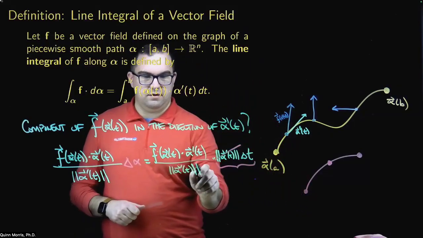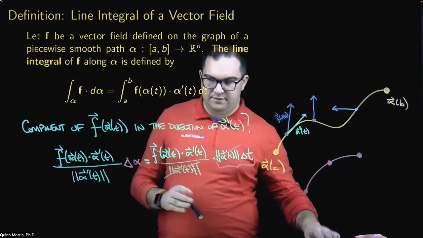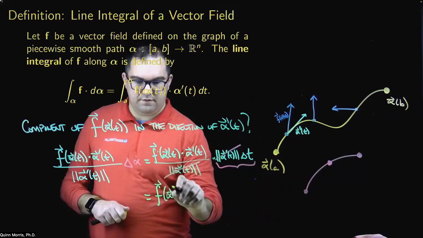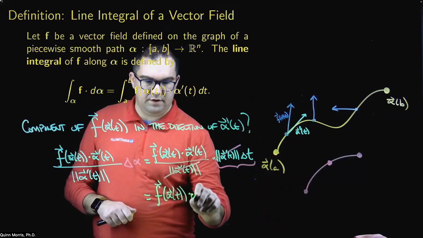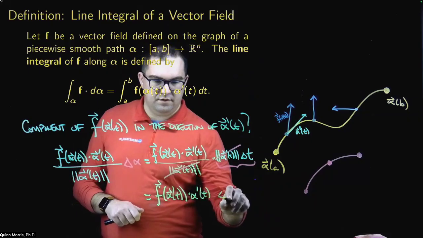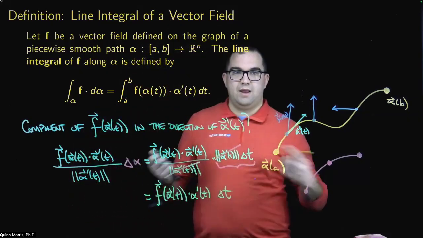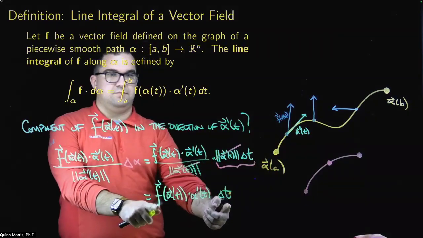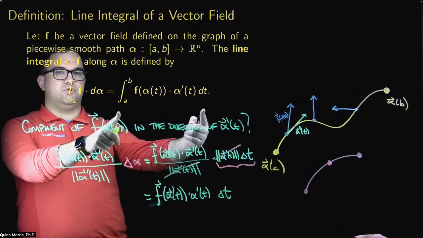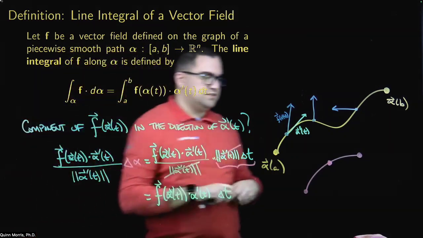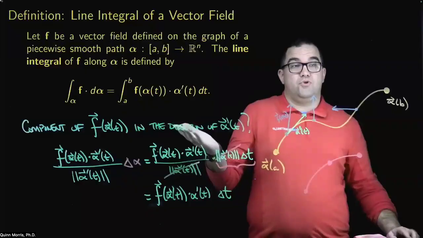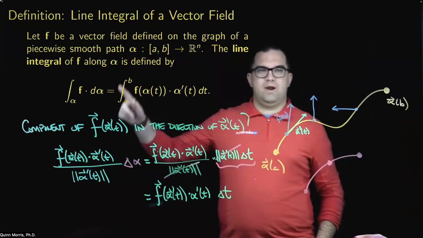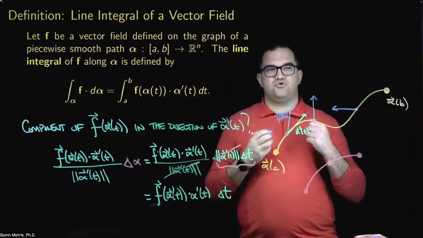Well, then you look at this and that takes care of that. So this is really f of alpha of t inner product with alpha prime of t times delta t, right? And now I want to add all those up and take a limit as that delta t goes to 0. So that just becomes the integral of this quantity. Okay. So again, this is a definition, so it doesn't require any proof. This is just trying to give you some motivation for where this is coming from and what this is trying to capture.